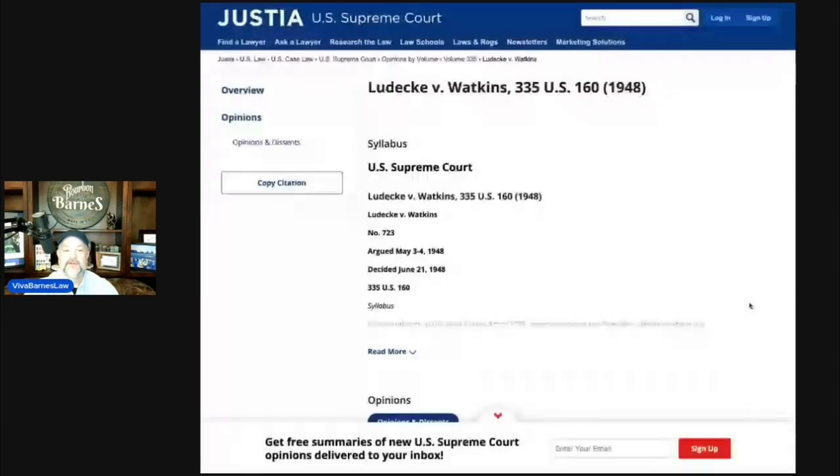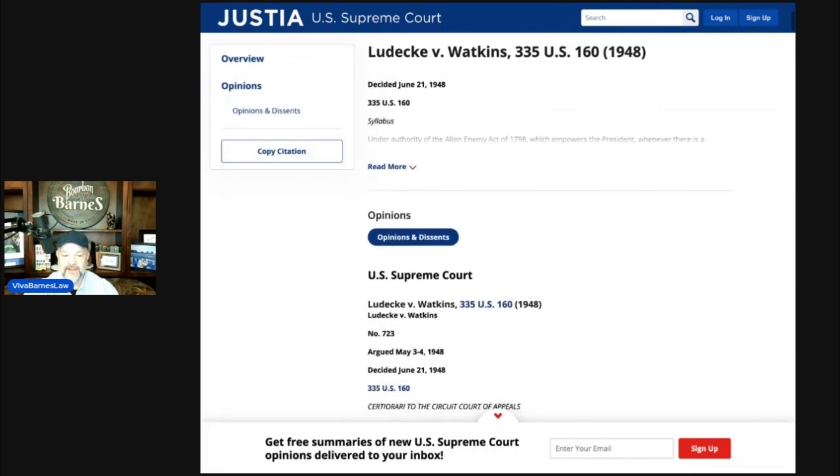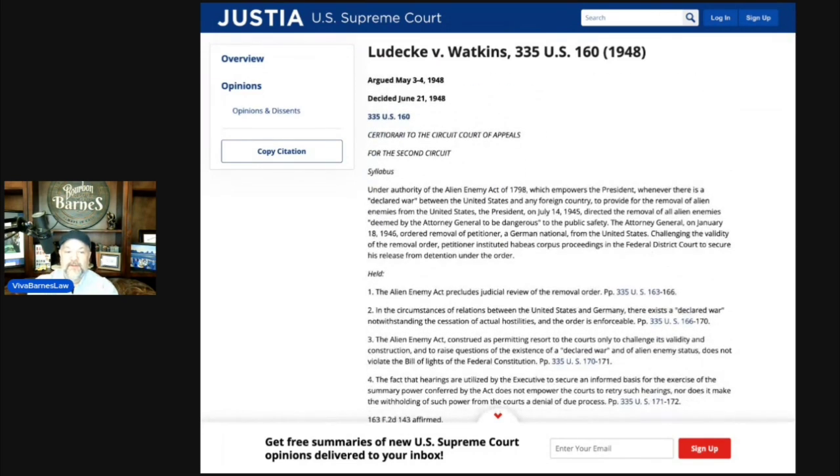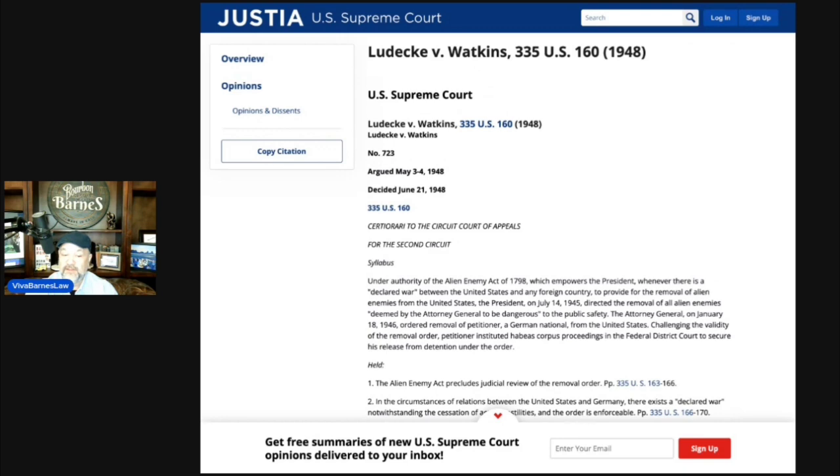Now, last but not least, we will go to one of the more recent cases on the topic, and that is Ludecke versus Watkins. This is 335 U.S. 160, decided by the Supreme Court in 1948, under the authority of the Alien Enemy Act of 1798. Now, note this. The Alien Enemy Act of 1798 is being invoked when? When there's no war present.